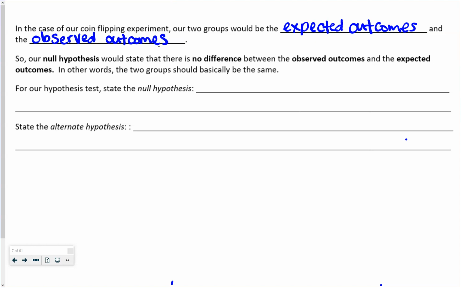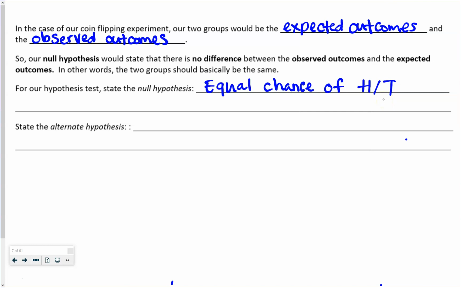So for our null hypothesis, for the hypothesis test, if we're saying there's no difference, we're going to say that there's an equal chance of heads versus tails. Okay, so there's not going to be a difference between the two.